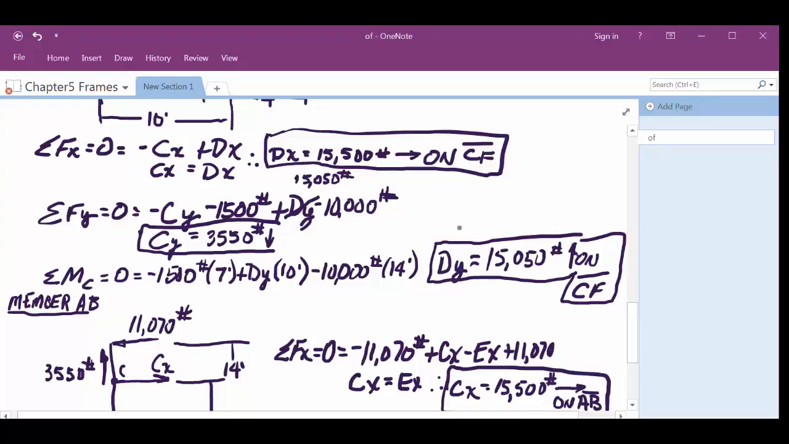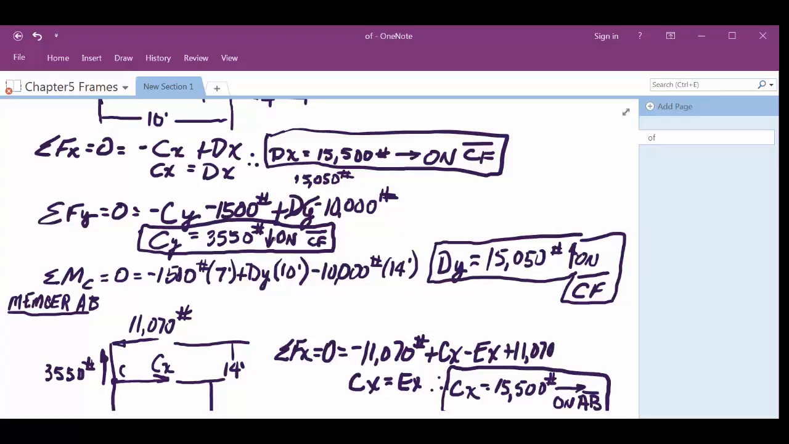Alright, so when we found CX, that CX right there is going the opposite way. Does that make a difference? The only thing it makes a difference on is if you don't put this on CF. It won't make a difference as far as the value is concerned. CX is still 15,500 no matter what. Now, depending on which member you're looking at, it's going a different direction. That's all there is to it.